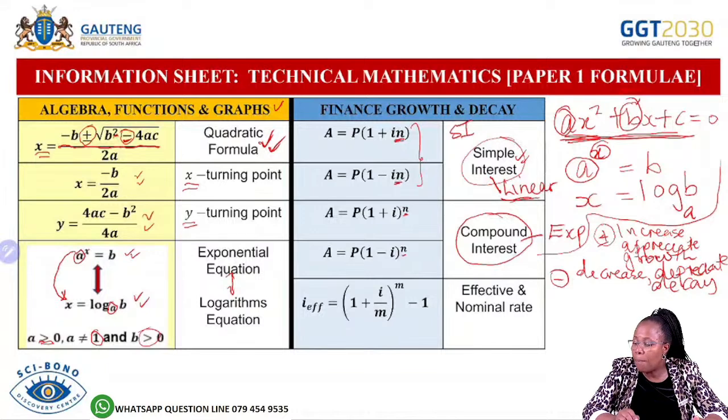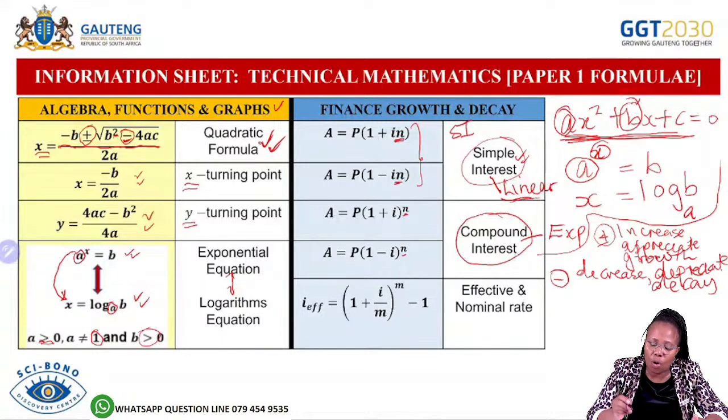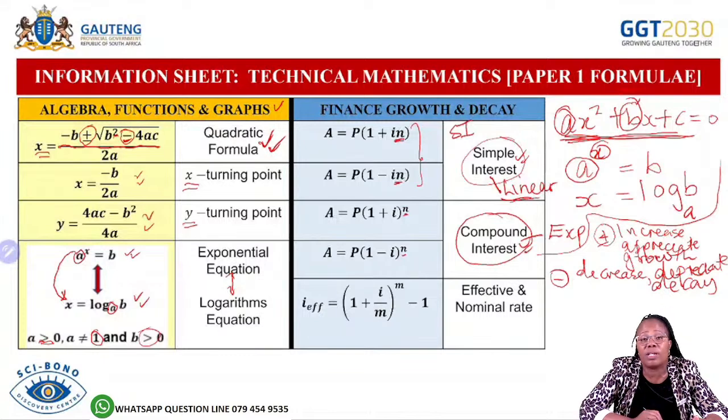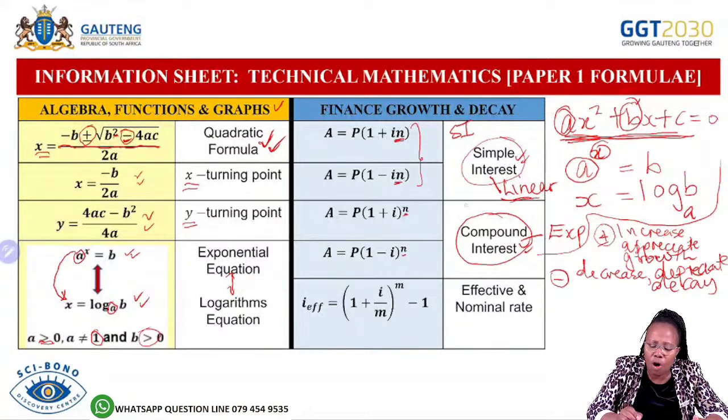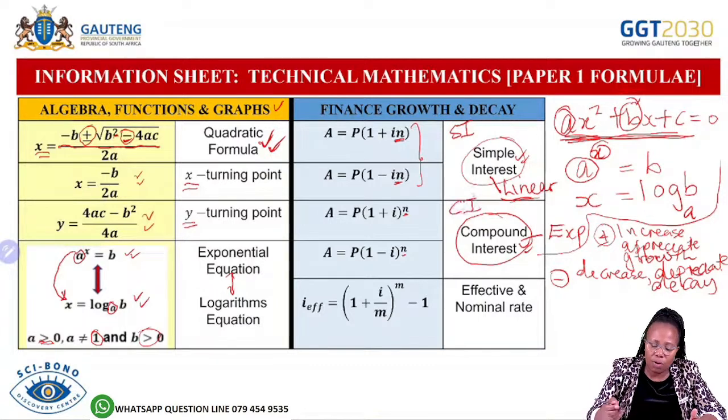And then for the compound interest, we look for keywords like reducing balance, we look for population, we look for inflation. All those keywords are telling you to go for the compound interest, or we look for the word compound interest itself, or the abbreviation CI for the compound interest. Those keywords will assist you greatly in selecting the correct formula.